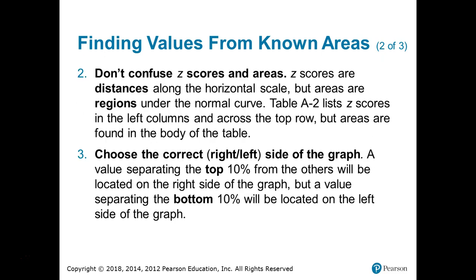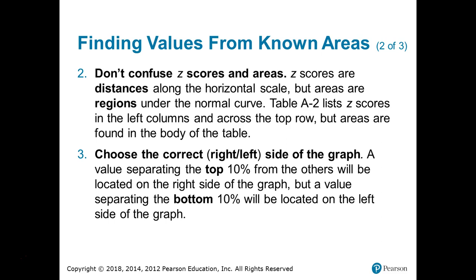Another area of error is people often confuse z-scores and areas. So remember, z-scores are the distance along the horizontal axis. Those are how many standard deviations away you are. Remember, in a standardized normal, the standard deviation is 1. So a z-score of 1 is 1 standard deviation away.